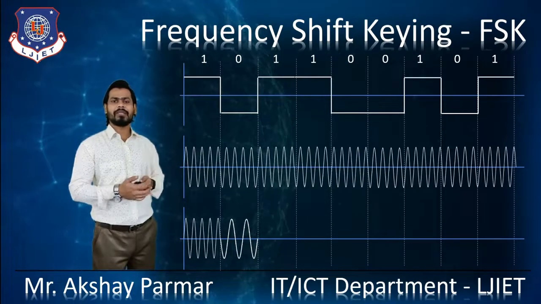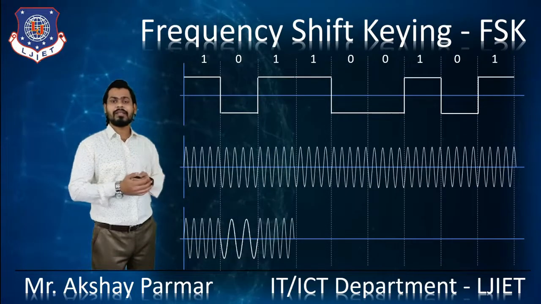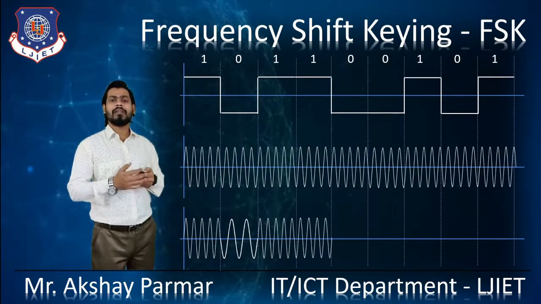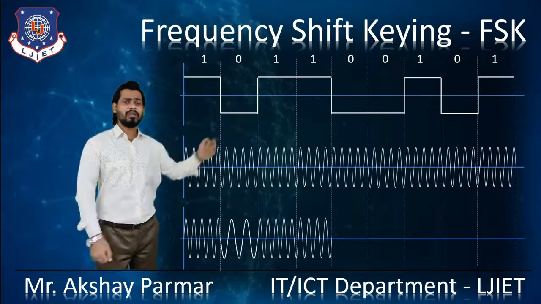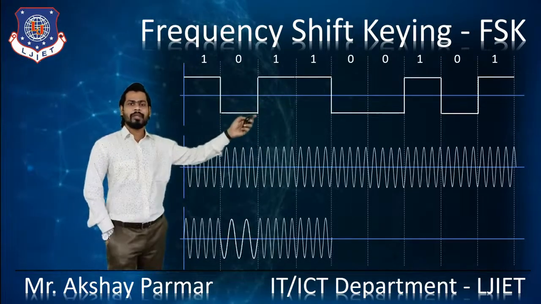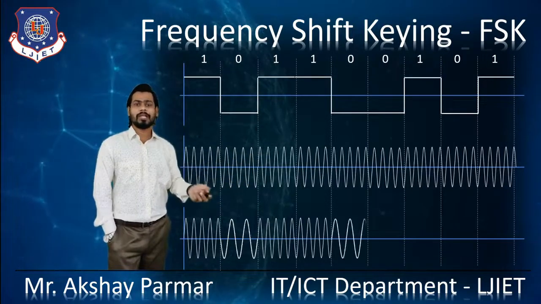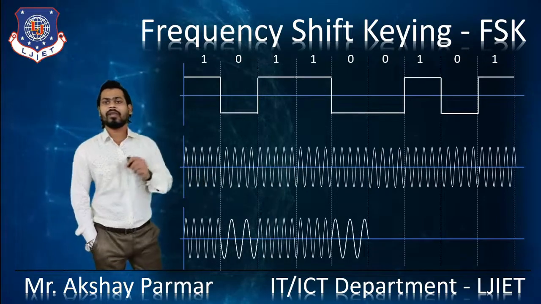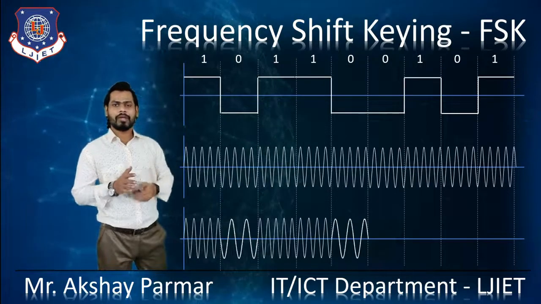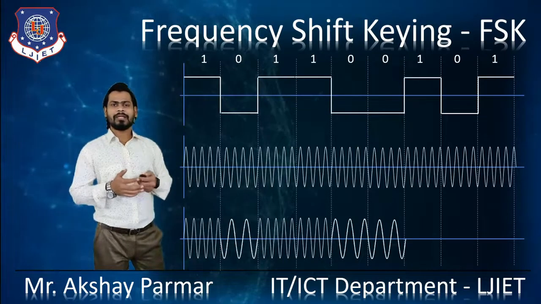After that, bit 1 is there, so we represent that bit by the signal with the higher frequency. Again bit 1 is there, so higher frequency. After that, bit 0 is encountered, so it will be represented by the signal with the lower frequency, right? After that, the next bit 0 is there, so we continue that signal with the lower frequency. So that's how we are representing bit 0.